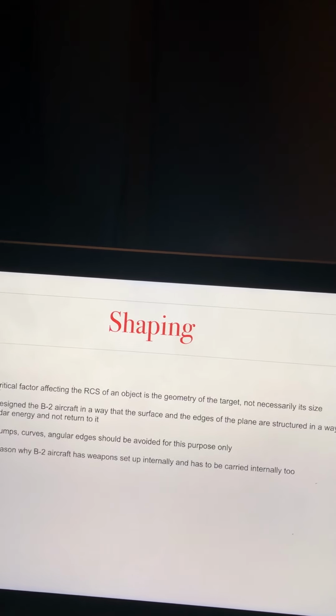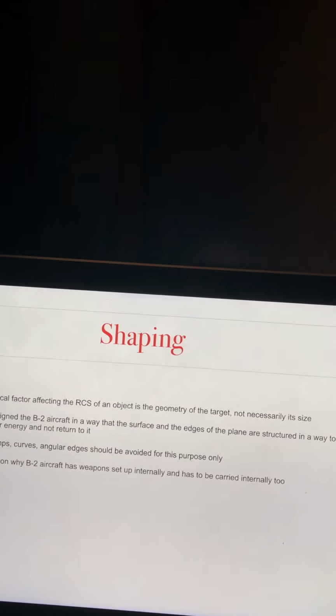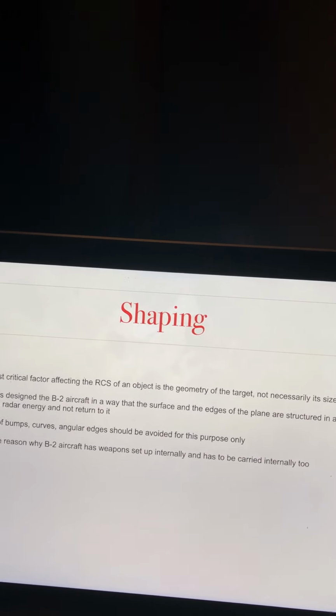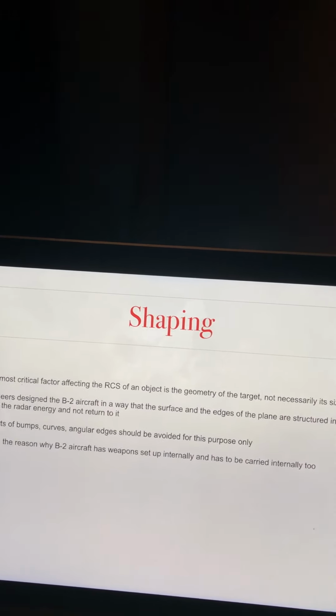the aircraft are structured in a way to reflect the radar energy and not return it. So let's take into consideration the flat surfaces and the sharp angles of the B-2 aircraft. One can conclude that it was designed to reflect in other directions and not back to the radar. Also, all sorts of bumps, curves, and angular edges should be avoided, or rather were avoided, for this purpose only.